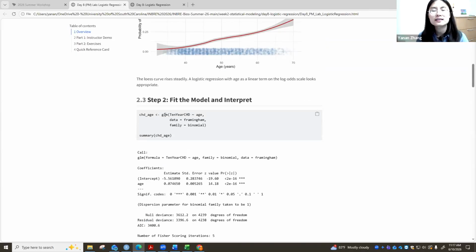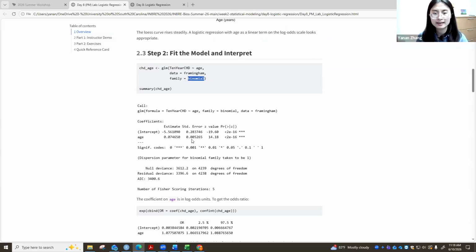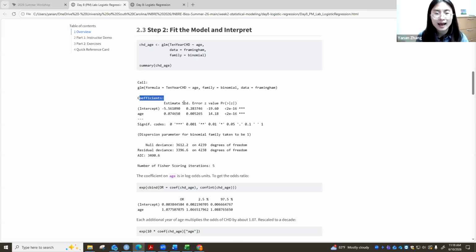And then we can fit the model using the generalized linear model function, right? The outcome, again, is coronary heart disease. Now the predictor is age. And we specify the distribution, which is binomial. And here are the model results. We have the coefficients, right? This is the estimated slope for age, which is 0.07, meaning if we increase age by 1 year, the log odds of getting coronary heart disease increase by 0.07.